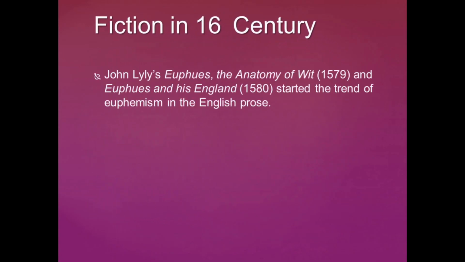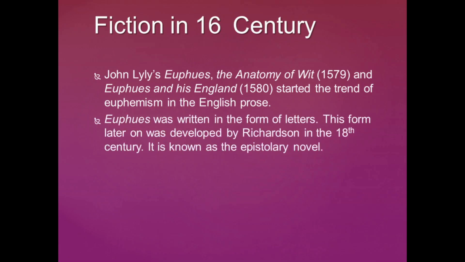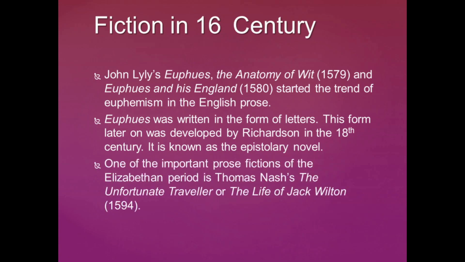Talking about the fiction in the 16th century, John Lyly's Euphues, The Anatomy of Wit, published in 1579, and Euphues and His England, published in 1580, started the trend of euphuism in English prose. Euphues was written in the form of letters. This form was later developed by Richardson in the 18th century, called the epistolary novel. One of the important prose fictions of the Elizabethan period is Thomas Nash's The Unfortunate Traveller, or The Life of Jack Wilton, published in 1594.